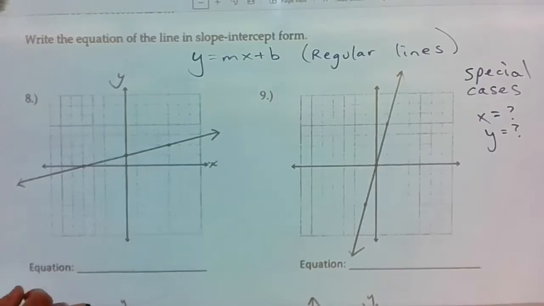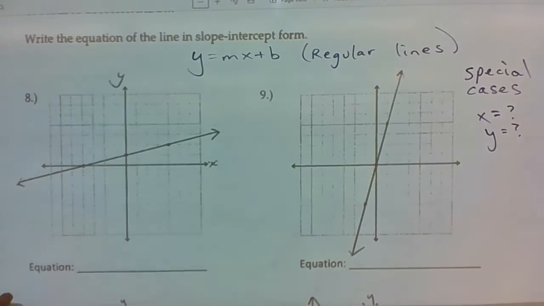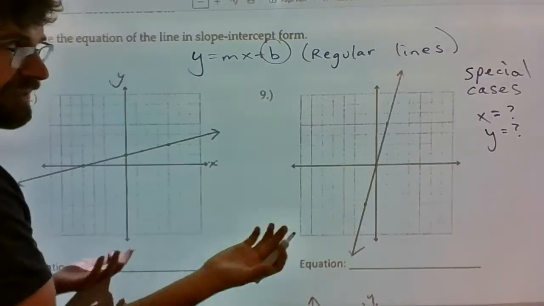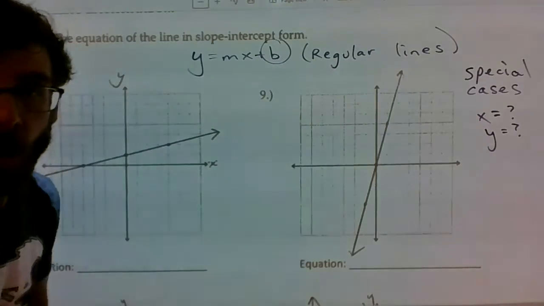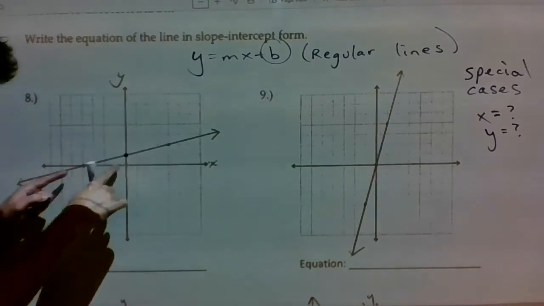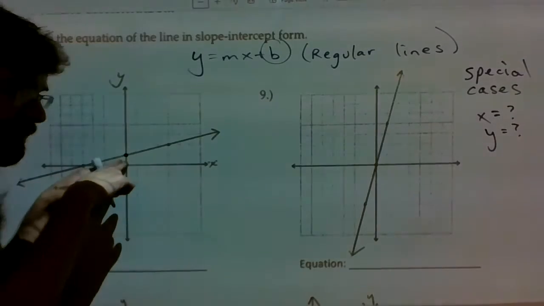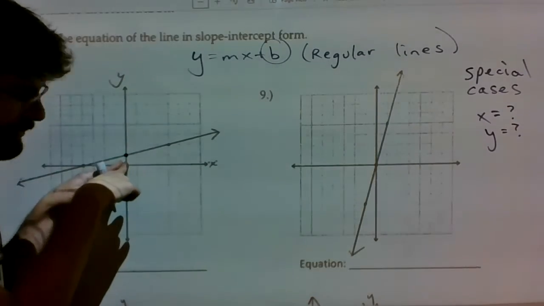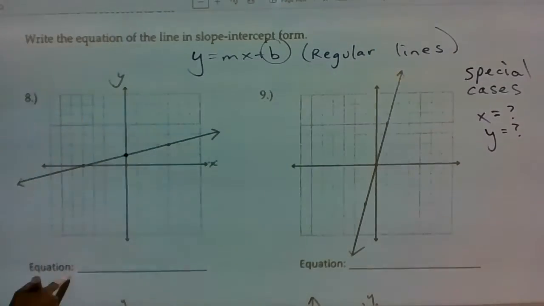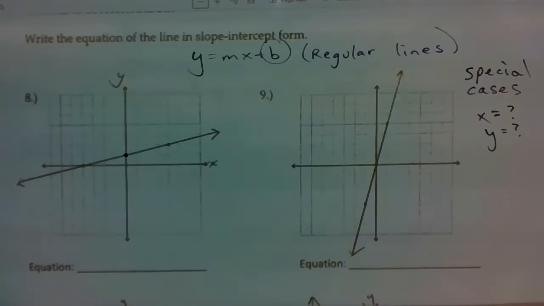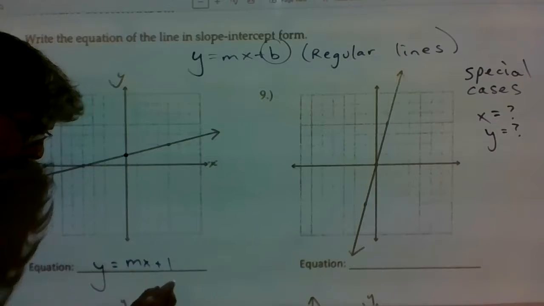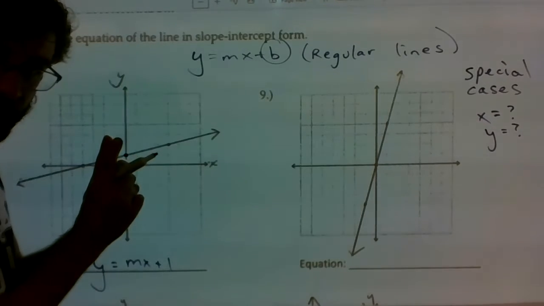Number 8. So we're given this line right here. Our first thing that we should be looking for is what the b value is. Where does this thing start? Well, it starts on the y-axis. Don't think of that as the starting point. Think of the place where it crosses the y-axis as the starting point. It's 1 unit above the origin. So right away, when we're writing this equation down here for y equals mx plus b, it's going to be y equals mx plus 1, because it's 1 unit plotted above the x-axis.